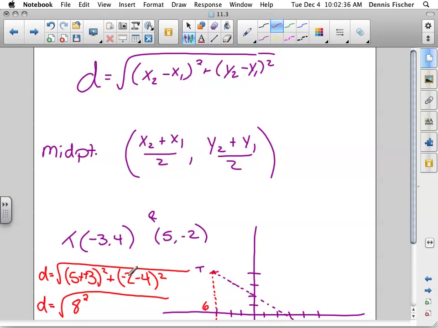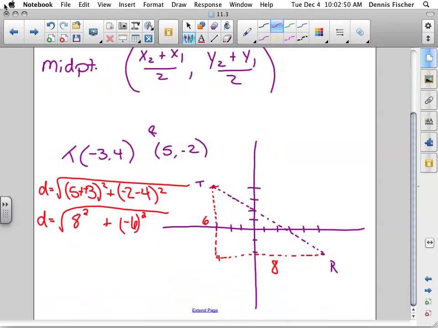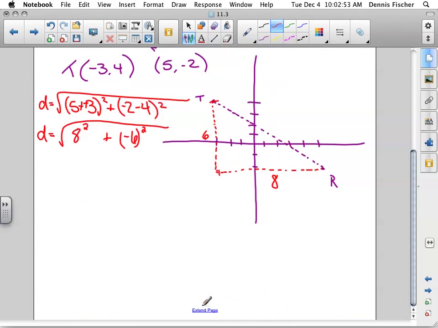Negative 2 minus 4, negative 6. Negative 6 squared. I'm going to put that in parentheses and add them together. Now, a lot of people like to do this when they do the distance formula, and I want to point this out. The distance formula, the square root right here, that square root is like a parentheses. You have to do everything underneath there first before you take the square root.